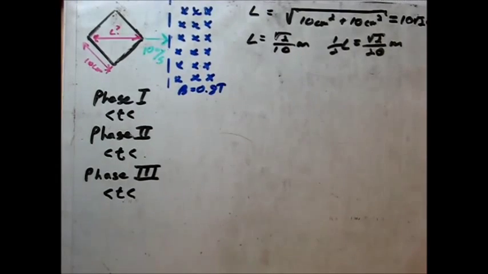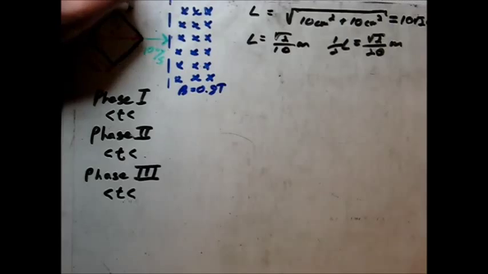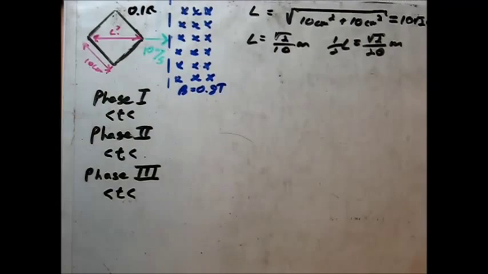Hello, we're going to be doing problem number 47 of chapter 34 of Physics for Scientists and Engineers by Knight, 2nd edition. So the problem gives us this interesting square loop here. They say the square loop, I'm going to write this down now, has a resistance of 0.1 ohms for the total length of it.